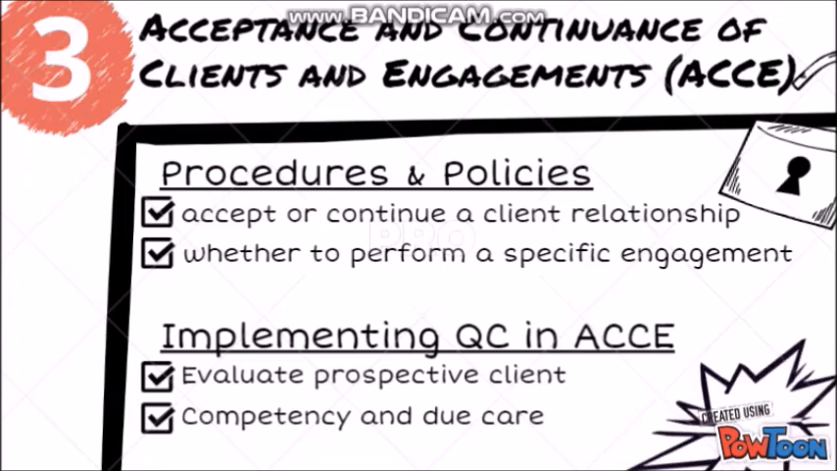How to implement quality control in acceptance and continuance of clients and engagements. First is to evaluate prospective clients and review existing clients based on A. the nature, identity and reputation of owners, key management, and related parties. B. reasons for new or change in appointment. C. whether the client is involved in criminal activity. D. the aggressive interpretation of accounting standards. E. limitation on the scope of audit. And second, implementing competency and due care.